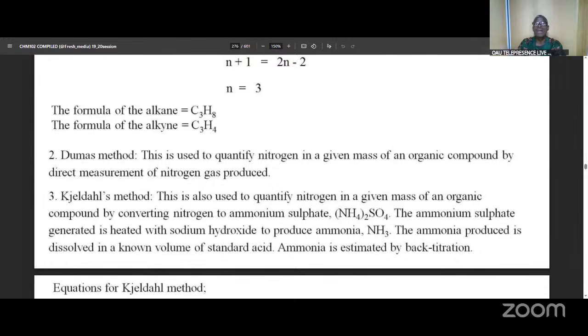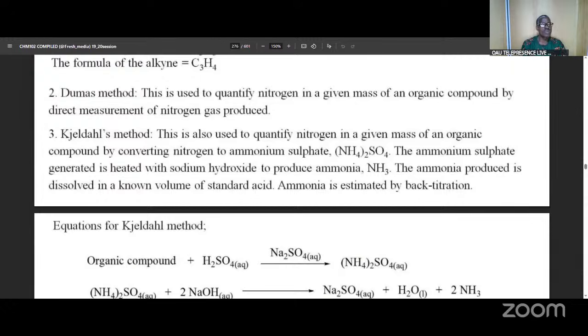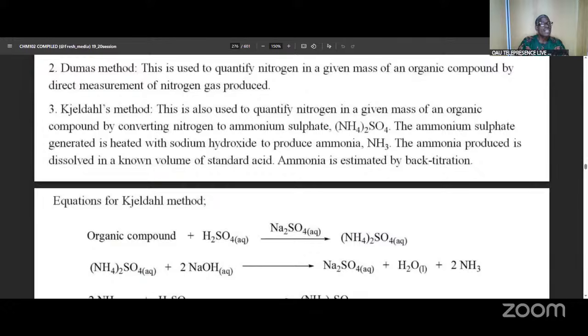All right, let me go back. Now, we are still under quantitative analysis of organic compounds. Now, let's look at another method, number 2, of quantitative analysis of organic compounds. And number 2 is the Dumas method. This is used to quantify nitrogen in a given mass of an organic compound by direct measurement of the nitrogen gas produced.